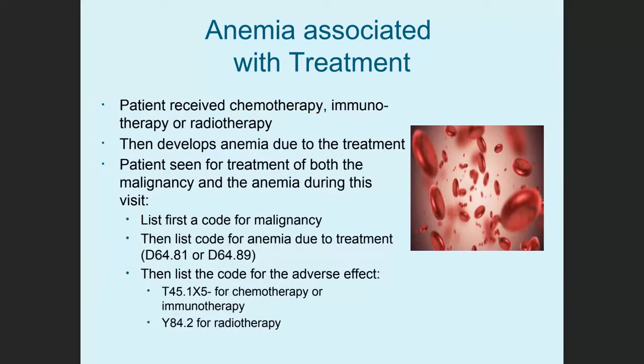Sometimes the patient is treated for anemia due to chemotherapy, immunotherapy, or radiation therapy, and the malignancy are both treated during the same visit. In this case, list first a code for the malignancy, and then anemia, and then the adverse effect, either the T code or the Y code. The main focus of this visit is the malignancy, and so that's why it's listed first.